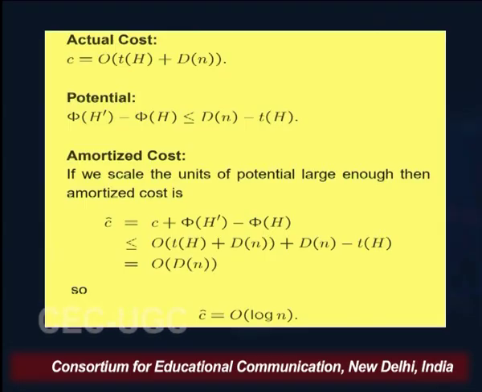So, the amortized cost of extract min is order log n. Please recall the first lecture of these Fibonacci heaps, in which we claimed that extract min is going to be an order log n operation, and hence we have calculated this amortized cost to be equal to order of log n.